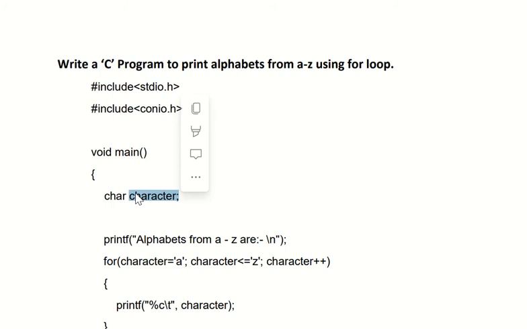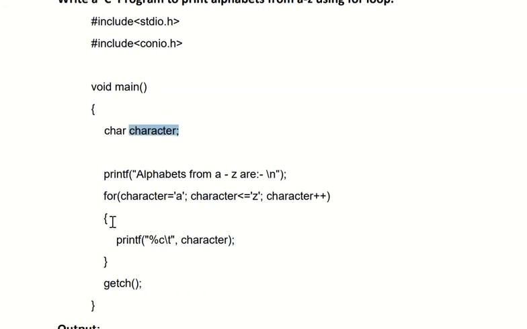Okay, so now here the printf statement, that is nothing but: Alphabets from a to z are. So this line is just for printing purposes, it will print this line as it is on your output screen. Okay, so now the main logical part of this program is nothing but the for loop.